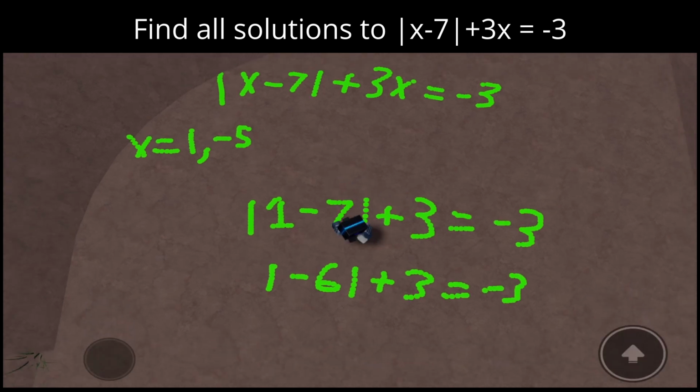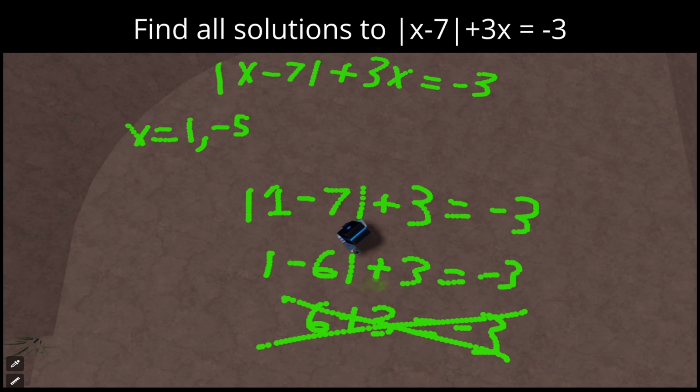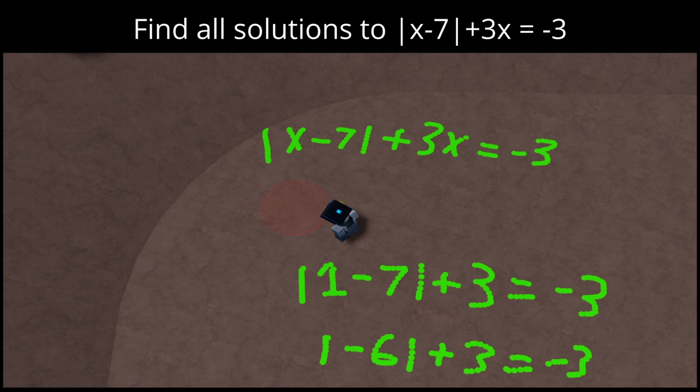Well, the absolute value of negative 6 is just positive 6. And if you add that to 3, that is not equal to negative 3 because 6 plus 3 equals 9. Therefore, this does not work out. That's not true, which means that x equals 1 is actually a fake solution. So now we only have x is equal to negative 5 remaining.